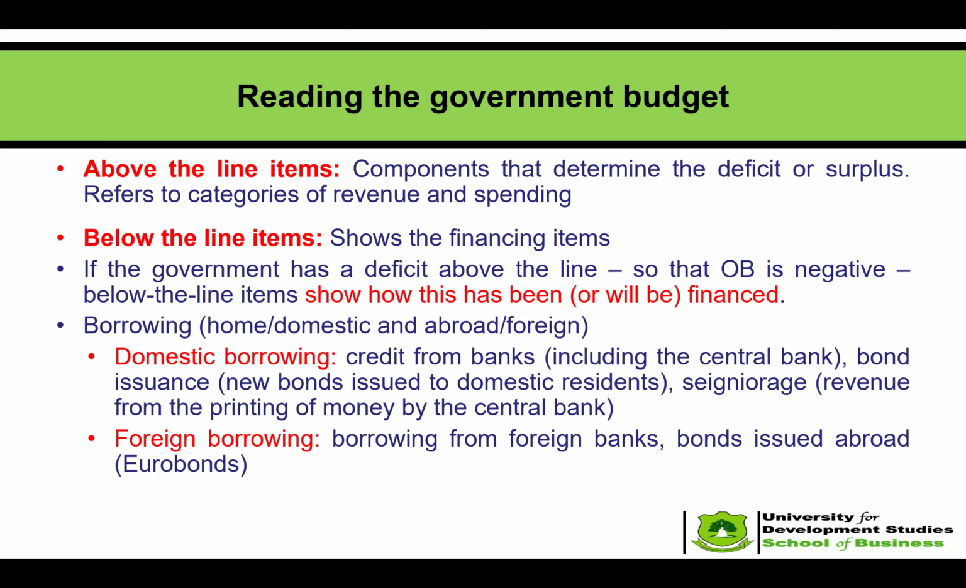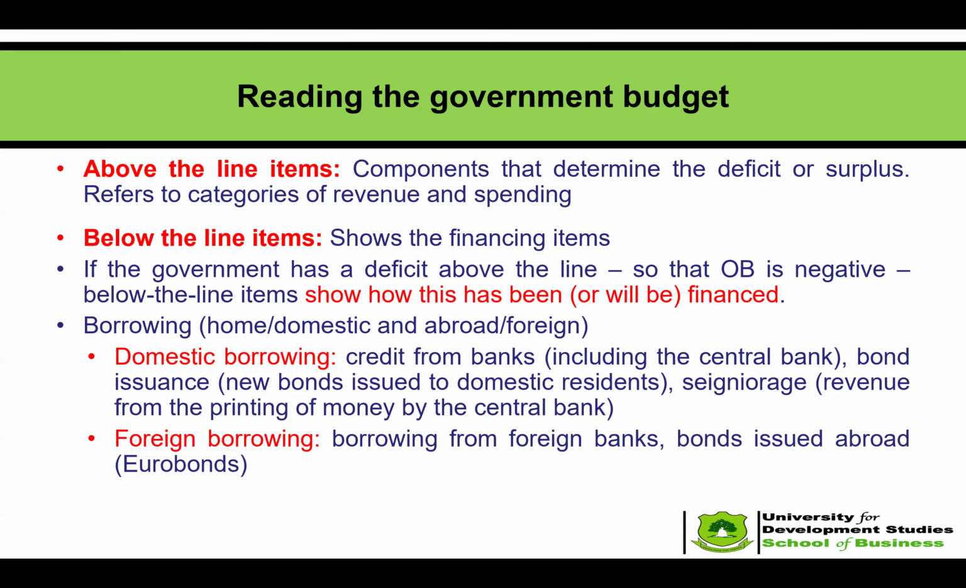So a typical budget statement would have the above the line items and the below the line items. Now, with the above the line items, we are looking at the items that define whether government is going to make a revenue surplus or government is going to run into deficit. What makes government run into deficit is that expenditure is more than revenue. What makes the government run into surplus? Because revenue is more than expenditure.